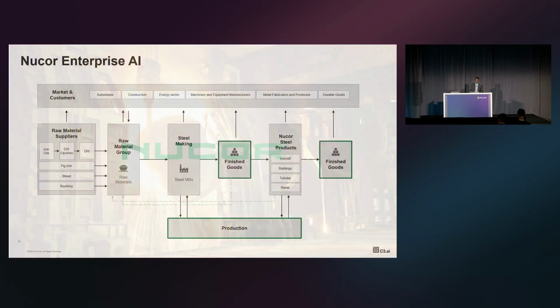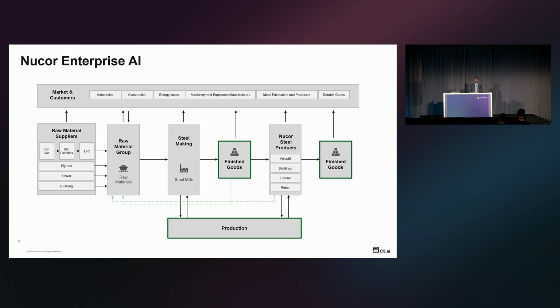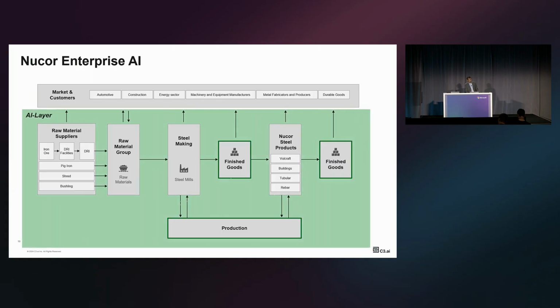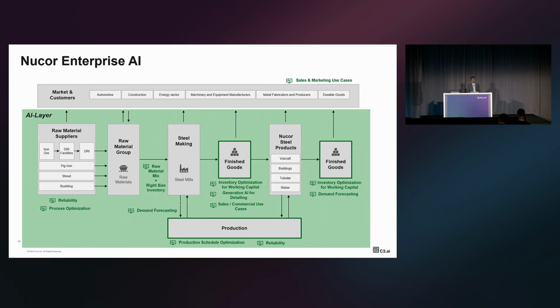Similar story with Nucor. There we started in supply chain production planning, but then over time we're really tackling the end-to-end from raw material all the way to finished goods, with the application of AI capabilities and applications to solve all of this stuff, whether it's process optimization, demand forecasting, inventory optimization, detailing, commercial use cases, and now we're trying to do some really cool net new agentic AI use cases to transform their customer experiences.